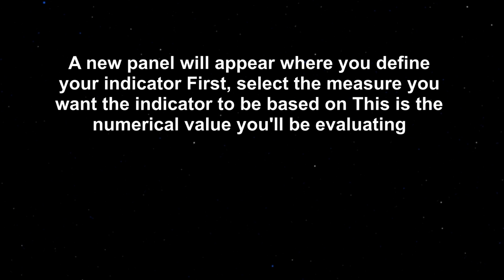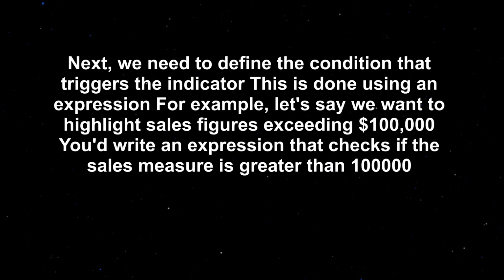First, select the measure you want the indicator to be based on. This is the numerical value you'll be evaluating. Next, we need to define the condition that triggers the indicator. This is done using an expression. For example, let's say we want to highlight sales figures exceeding $100,000. You'd write an expression that checks if the sales measure is greater than 1000.